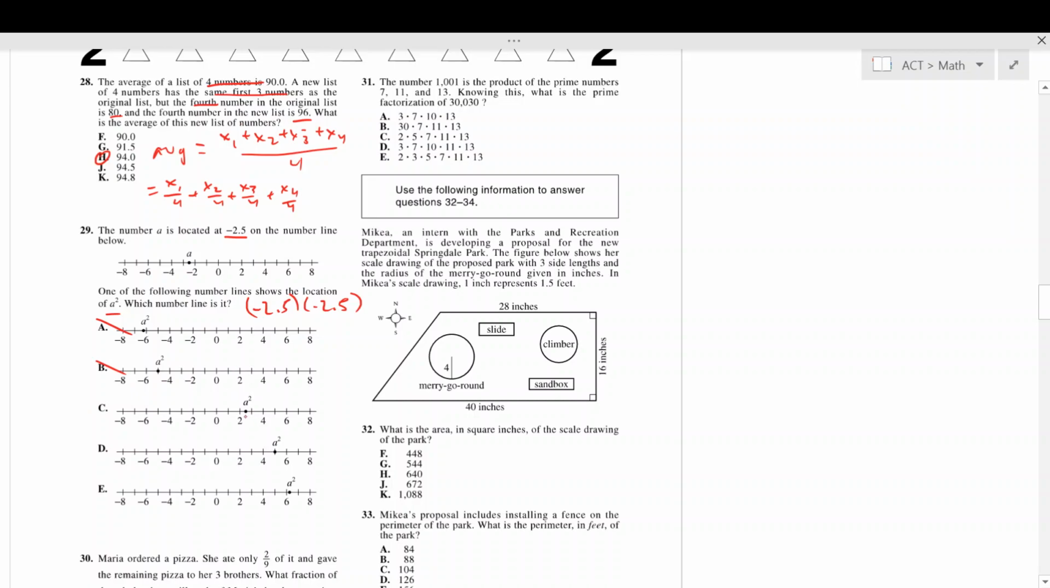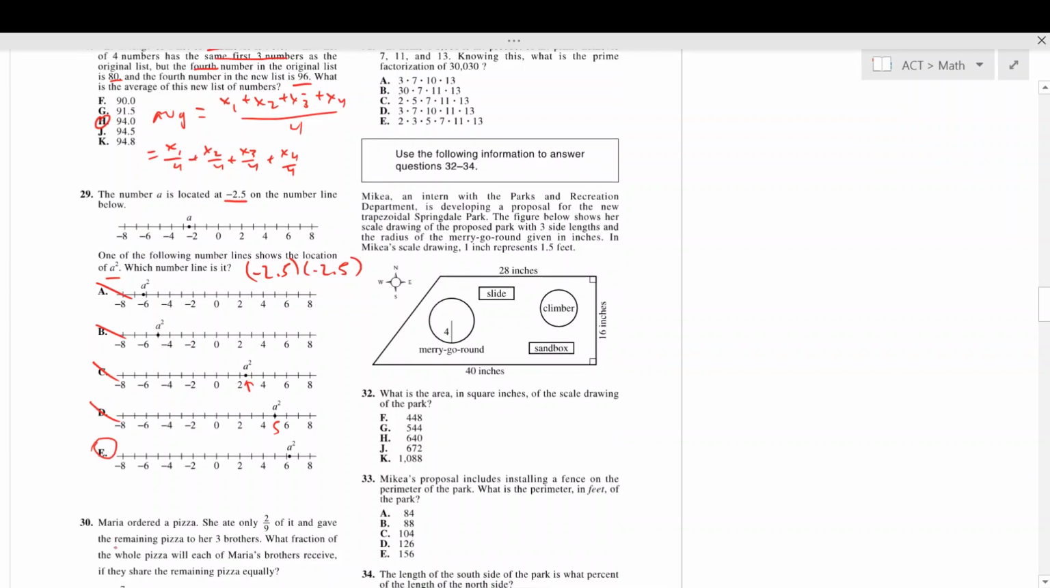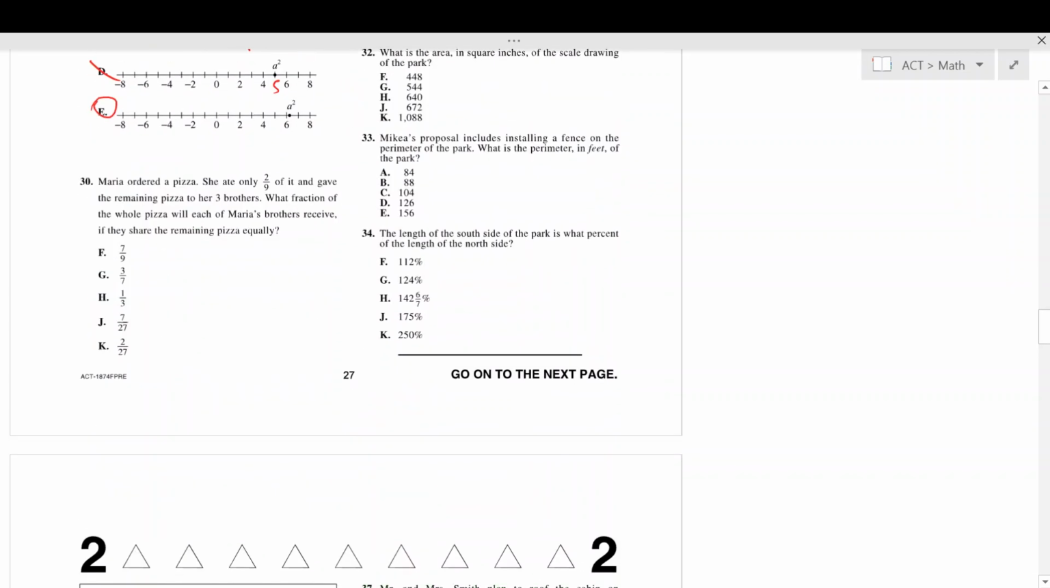And I know that this looks like 2.5 right here. 2.5 times 2.5 is not 2.5. This is 5 right here. 2.5 times 2 is 5. So 2.5 times 2.5 can't be 5. So it must be this one. And that looks about right. I think 2.5 times 2.5 is 6.25, if I'm not mistaken. So that looks about right.